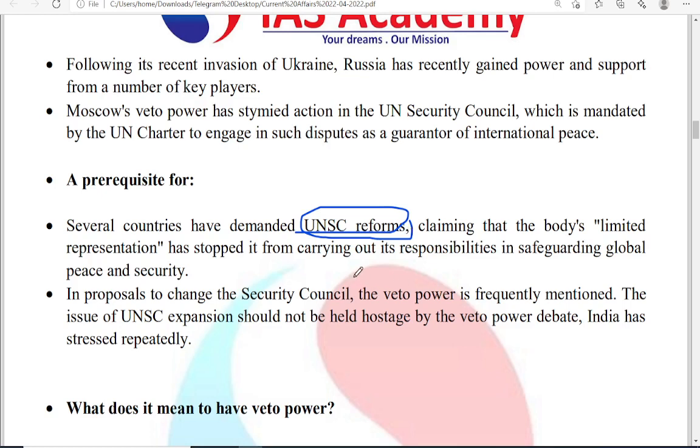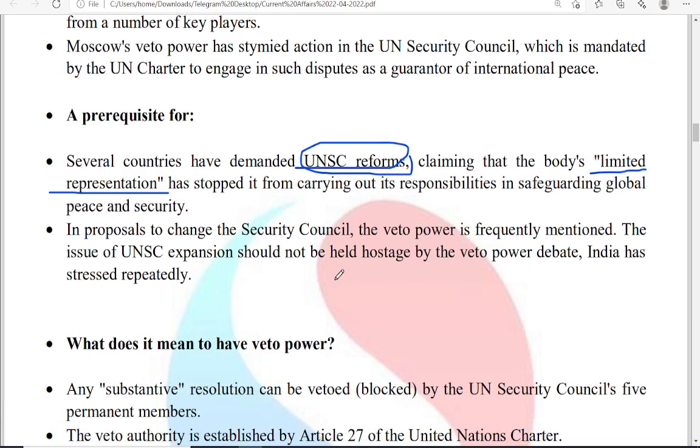They claim that this body has very limited representation. Only 15 countries are represented, and that too only 5 countries have the veto power. But it has the responsibility of safeguarding the total global peace and security. Keeping this big responsibility in few hands is not correct. That's why they are demanding the UNSC reforms.